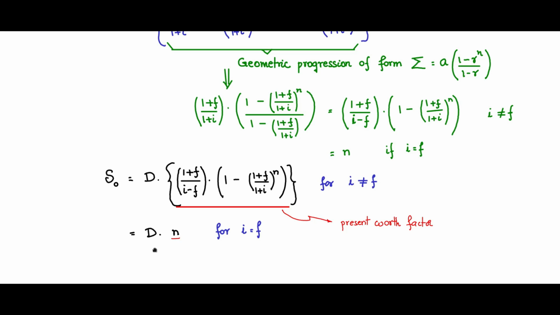So in this way, with inflation included, you can also find the equal annual future installments that need to be paid for an item that is costing S naught today.